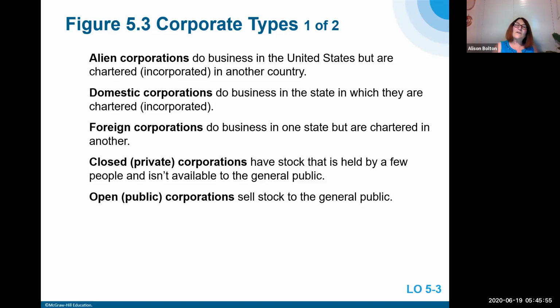Now, there's different types of corporate businesses, corporations. And these are just a few of the other ones that are not of the average kind, but they do exist.